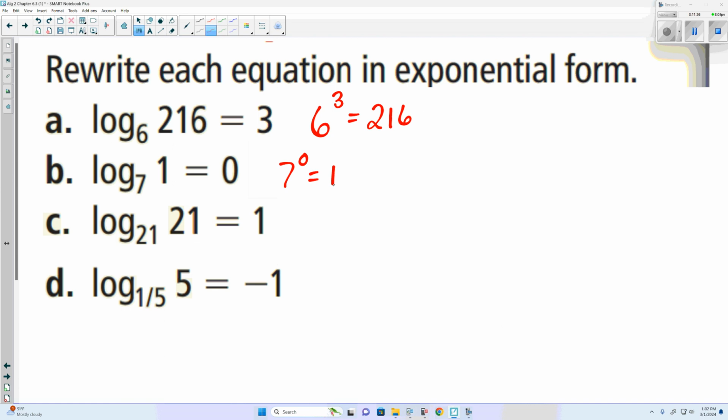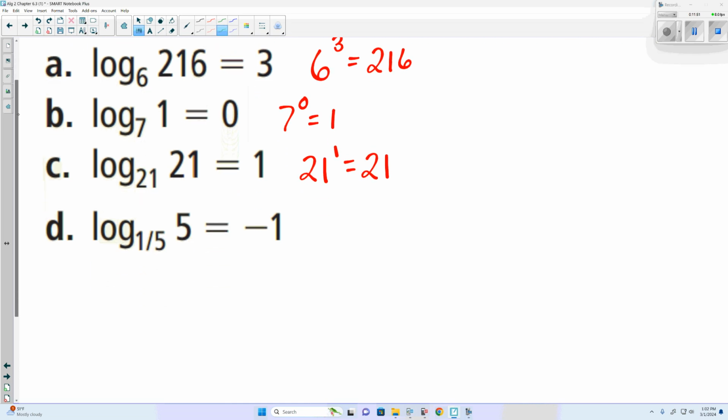Come on, Kirsten, do the next one. 21 to the first equals 21. That's not Kirsten. Is your name Kirsten? Okay, Kirsten. I didn't hear Kirsten's name. I was in a rush. You're closest to him. Oh, wait, you said it? Yes. I thought one of y'all said it. Okay, Kaden. Your turn.